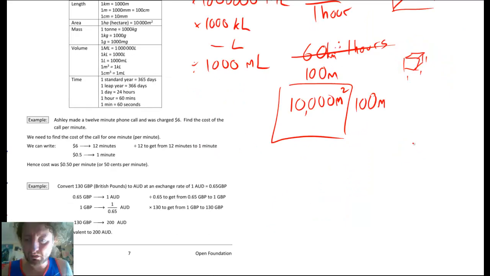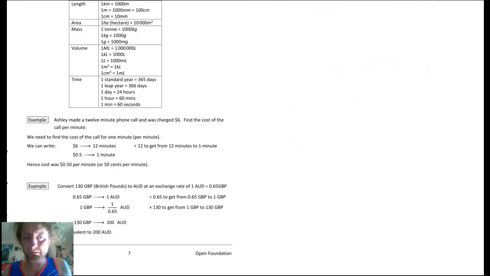Let's Control A, delete. Ashley made a 12-minute phone call and was charged $6. Find the cost of the call per minute. Now, the way I've laid this out, and you can do it all sorts of ways, this is going to be a very logical progression. So if you've got other ways to do it, it's all good. I've done it like the unitary method from last week, where I said, this is what I'm given, this is what I want.